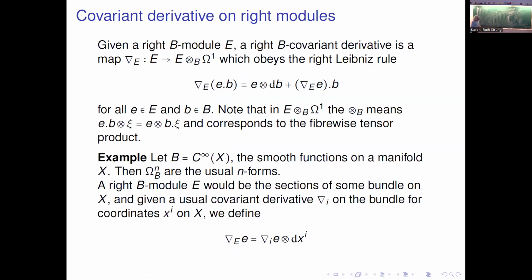And I'll want to take covariant derivatives, but I want to think of modules over the algebras, algebra functions on a manifold. And if I have a bundle, I can take sections, and the formula at the bottom gives a right connection in terms of standard differential geometric sections and local coordinates dxi. And up at the top, we've got the more usual, more inclusive, non-commutative formulation of having a connection in terms of the Leibniz rule.